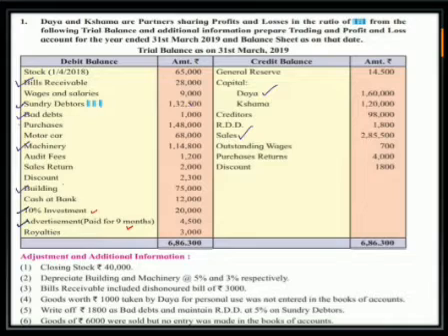Bills receivable included a dishonoured bill of rupees 3000. Again, we have to tick mark the bills receivable as well as the sundry debtors. I have tick marked with the blue pen. Then goods worth rupees 1000 taken by Daya for personal use were not entered in the books of accounts. Now we have to tick mark Daya. See here, I have already tick marked with the blue pen, and we have to give the two effects also.